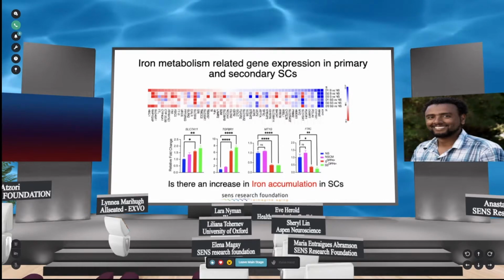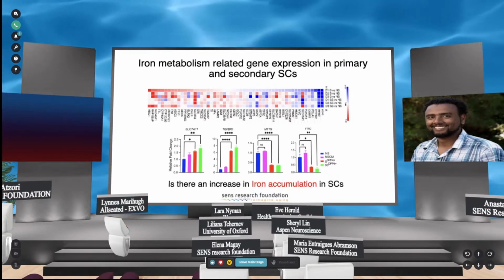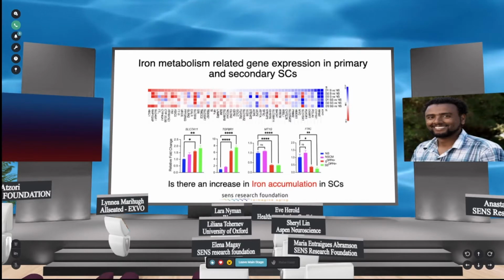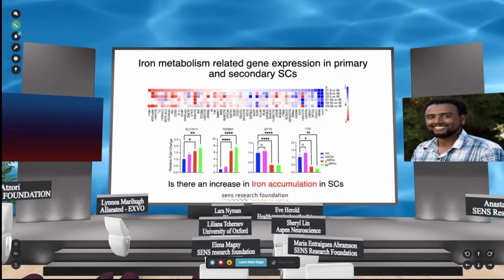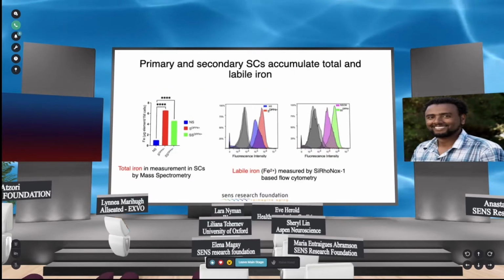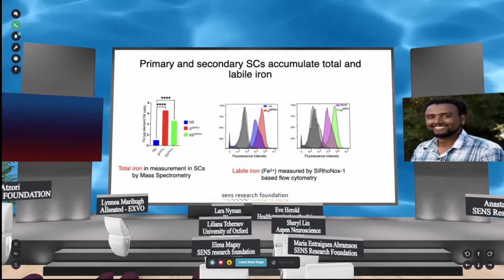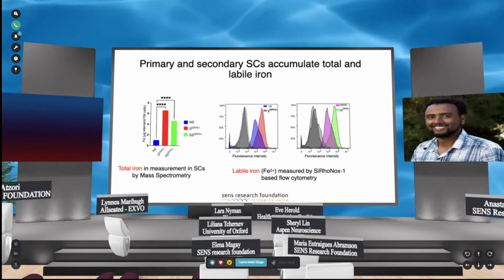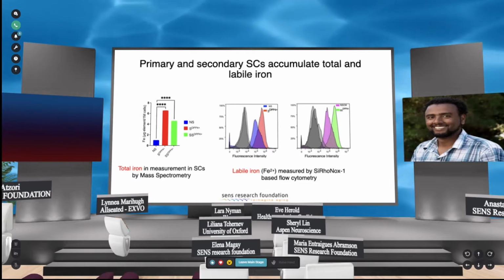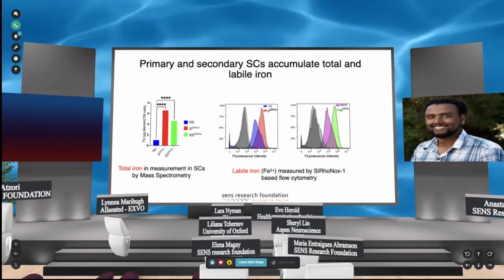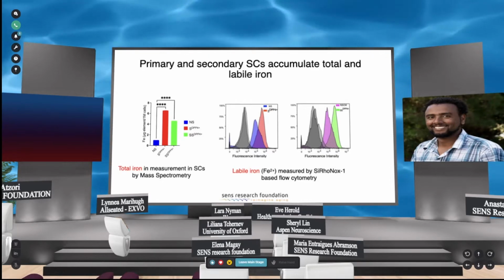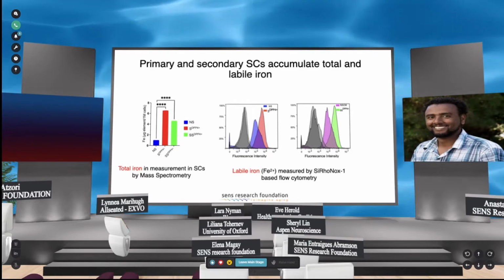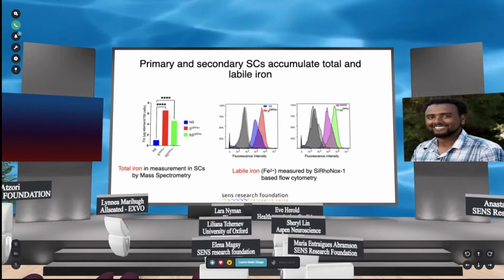So this brings another interesting question. If iron metabolism is dysregulated in both primary and secondary senescent cells, do these cells have iron accumulation? For this, we first measured the total iron level in both. On the left, the bar graph shows the total iron accumulation in senescent cells. Red is primary, green is secondary. There is a high level of total iron accumulation in senescent cells in general, in both primary and secondary senescent cells.